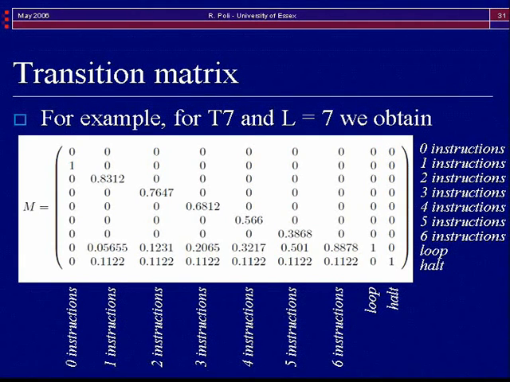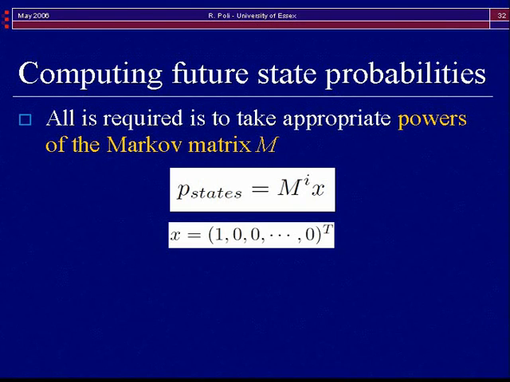Once we've got the matrix, we can compute the future very, very easily. And this slide shows the calculation. All we have to do in order to compute the distribution of states for the chain in the future is to take the appropriate power of the matrix, and that will give us the probability of going from any particular initial state distribution to the state distribution after I instructions. So if we want to know what happens after I instructions, take M to the power of I and multiply that by the probability distribution you start with.